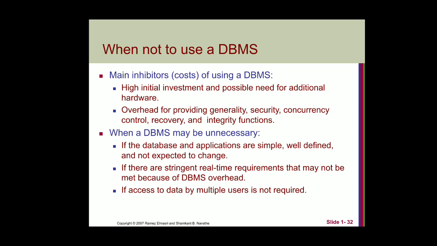The second one is overhead for providing generality, security, concurrency control, recovery and integrity functions. If I want to have the security feature and if I want to have concurrency control, recovery, integrity functions, everything, then we have an overhead, that is, we have to spend some money on these services. So these are the two main inhibitors for using a DBMS.